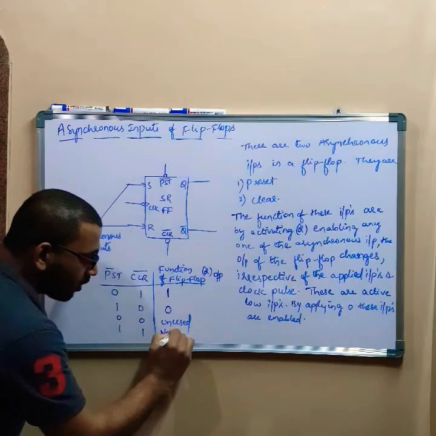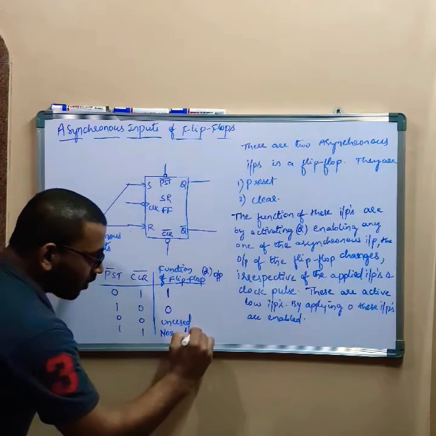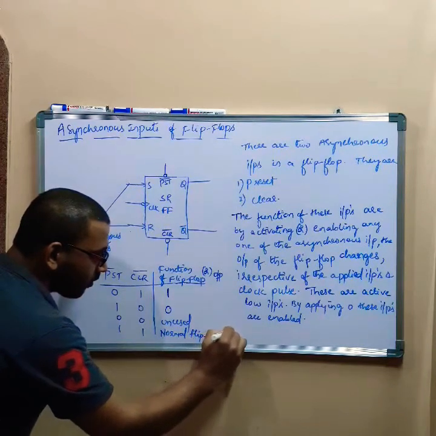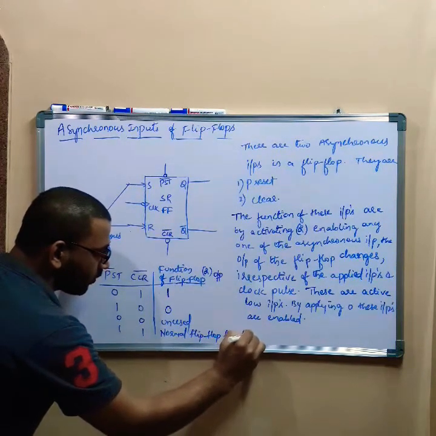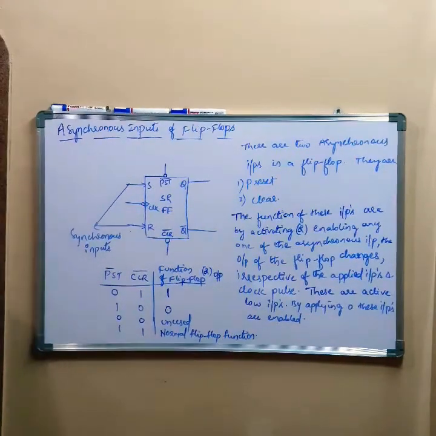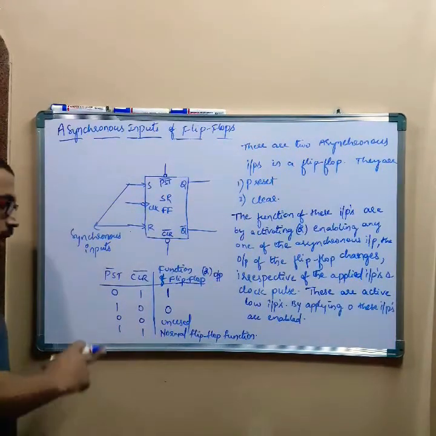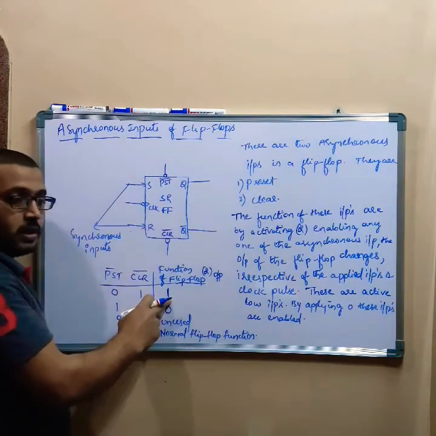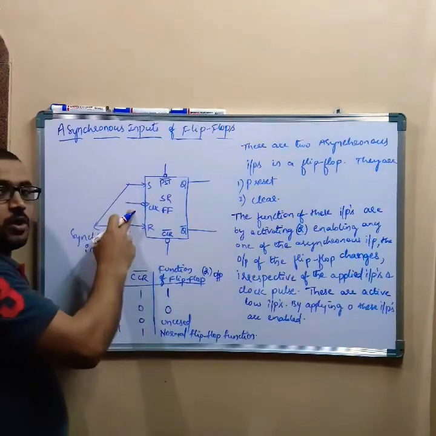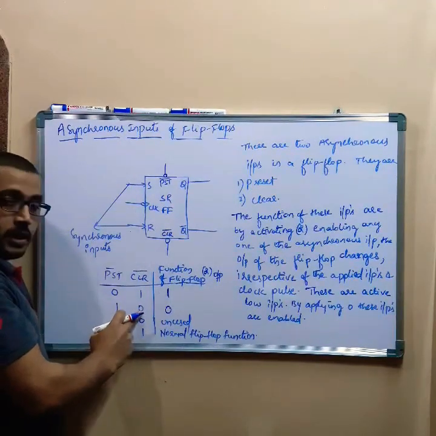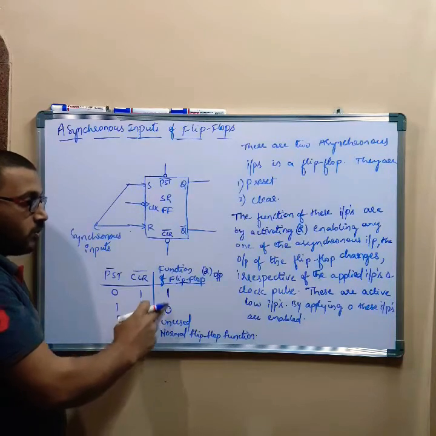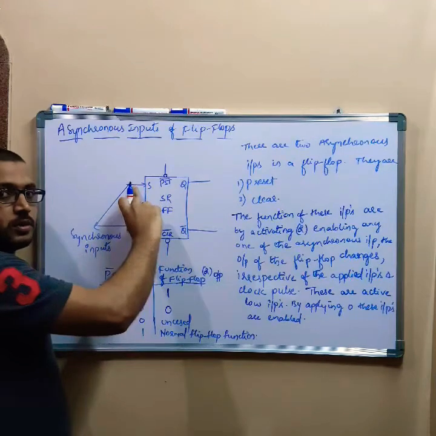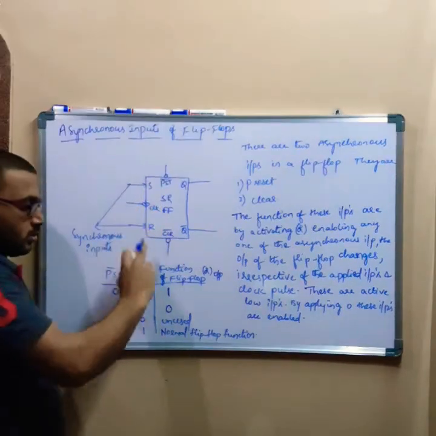Normal flip-flop function. Right? So when you activate preset asynchronous input, the output of the flip-flop is continuously 1 irrespective of these applied inputs and the clock pulse. When you activate clear input of the flip-flop, the output of the flip-flop is continuously 0 irrespective of these applied inputs and the clock pulse.